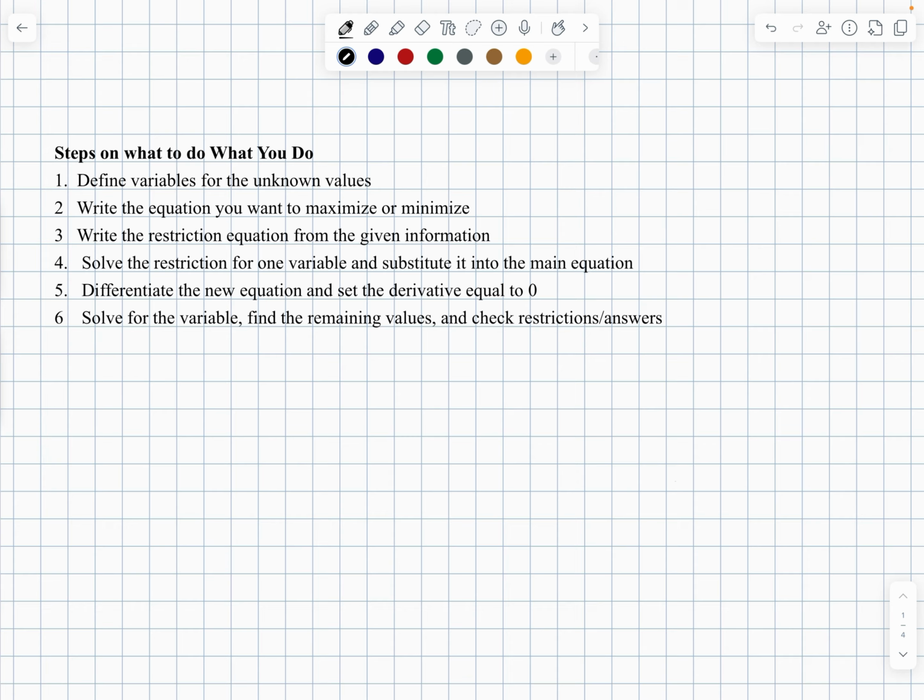So first you would want to define your variables for the unknown values. Then you want to write the equations you want to maximize or minimize. Then write the restriction equation for the given information. Then solve the restriction for one variable and substitute it into the main equation. Differentiate the new equation and set the equation equal to 0, and then solve for variables and the remaining values and check restrictions and answers.